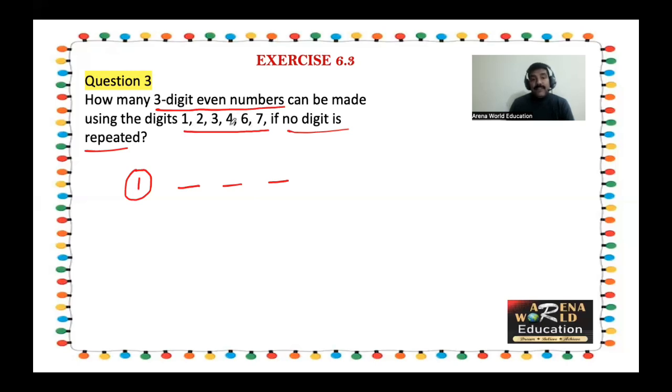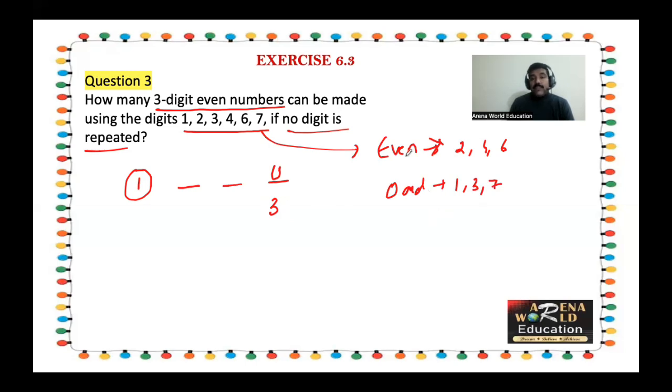So out of these 6 numbers, how many even numbers are there? 2, 4, and 6. Because a number will be even if its unit digit is even, right? So in place of the unit digit, we can choose any number from 2, 4, 6. So here we have 3 options, right? And now, I'm writing the odd ones also, don't get confused: 1, 3, and 7, right?